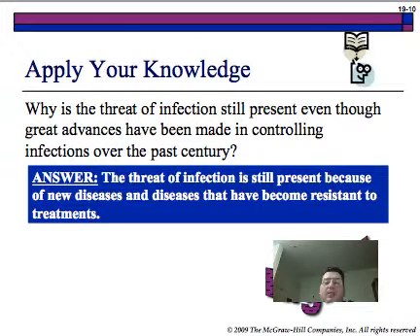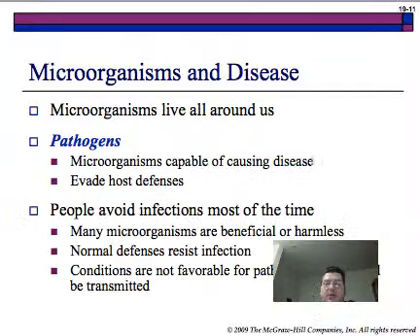I'm going to skip through the question and answer since we're doing this on video here. Microorganisms live all around us. Pathogens are considered to be everywhere and a part of everything. Pathogens are microorganisms capable of causing disease.